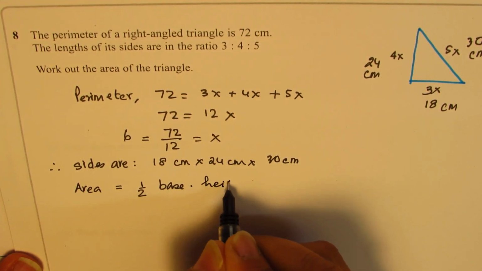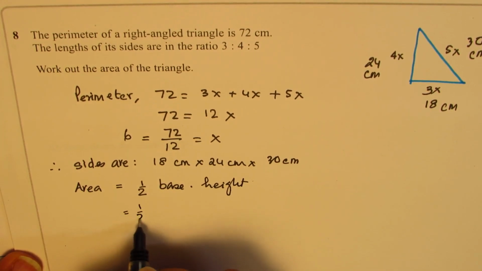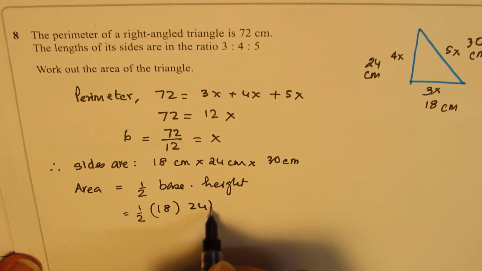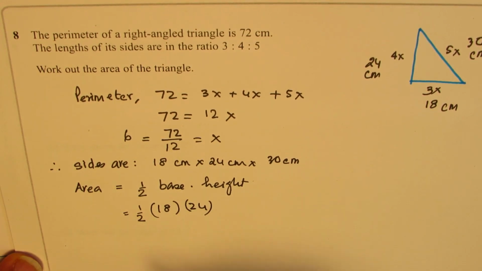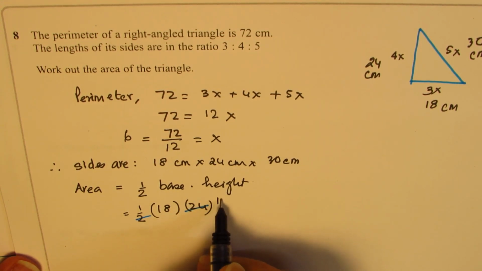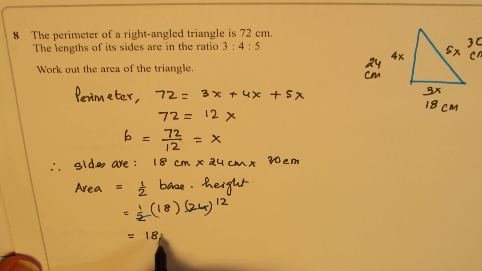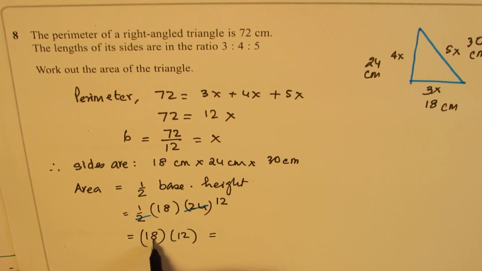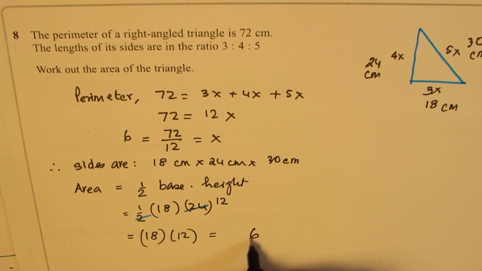and now we can find the area equals half of base times height, which is half of 18 times 24. Clear? So you could always simplify this, multiply, and get your answer. So we get times 12. So the area is 18 times 12, and you can write down your answer, right? So 12 times 18 is 216. So we get that much centimeters square.